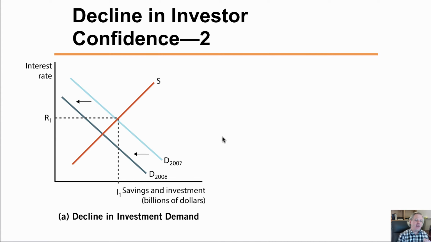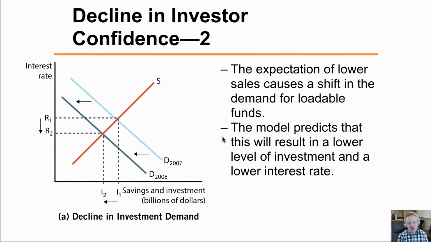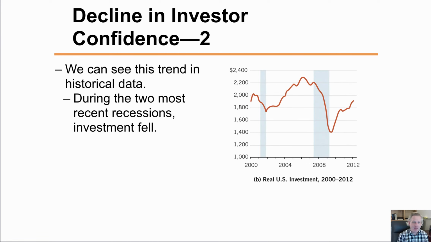So that gives us a new equilibrium price, the interest rate, and a new equilibrium quantity, meaning the total amount of investment. So the expectation of lower sales causes a shift in demand, and the model predicts this will result in lower levels of investment overall, and overall a lower interest rate. And we can see that this is exactly the kind of thing that happens during recessions. Again, on most of these time series of macroeconomic data, recessions are shaded in, and in this case, they're shaded in blue.